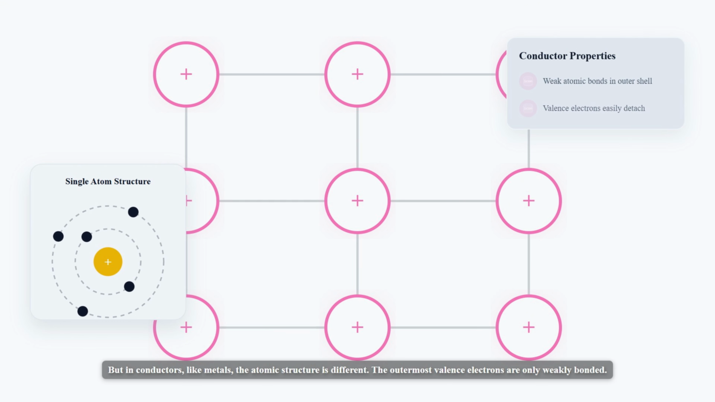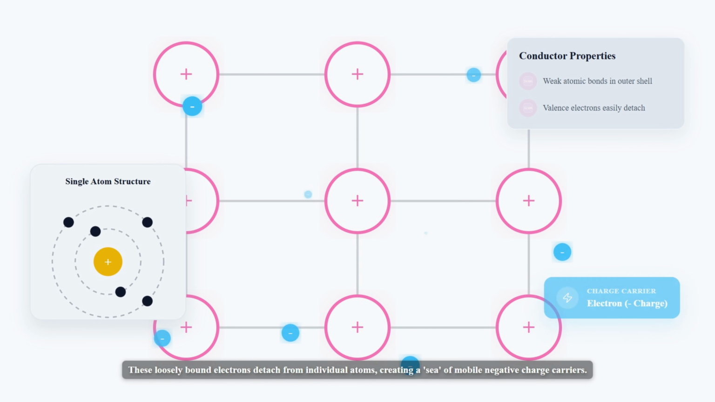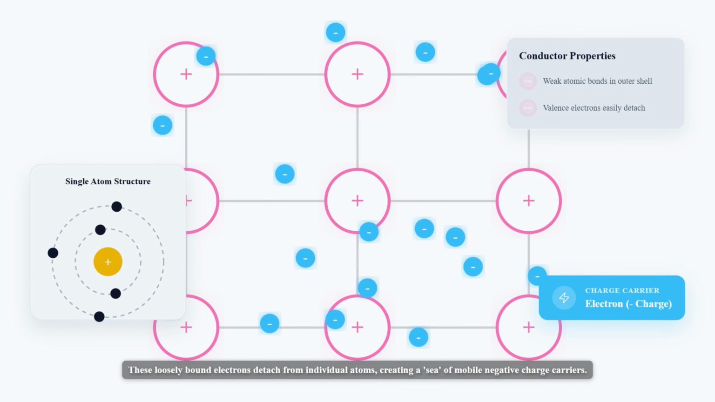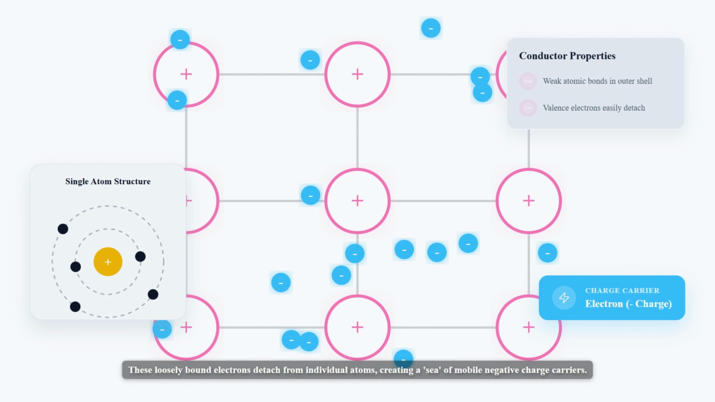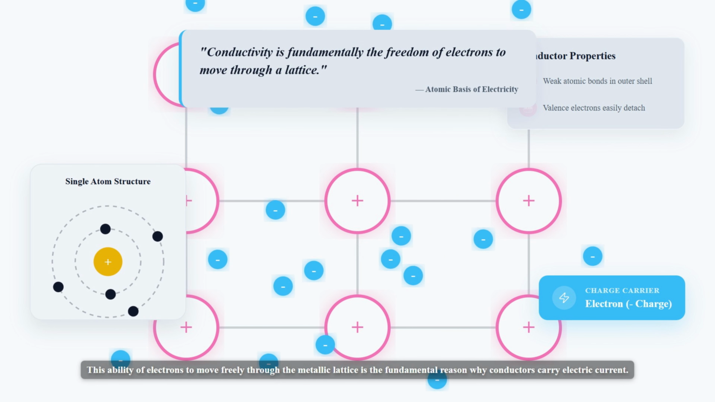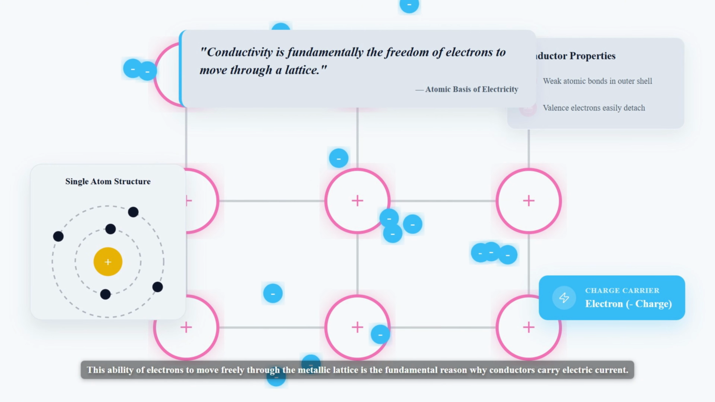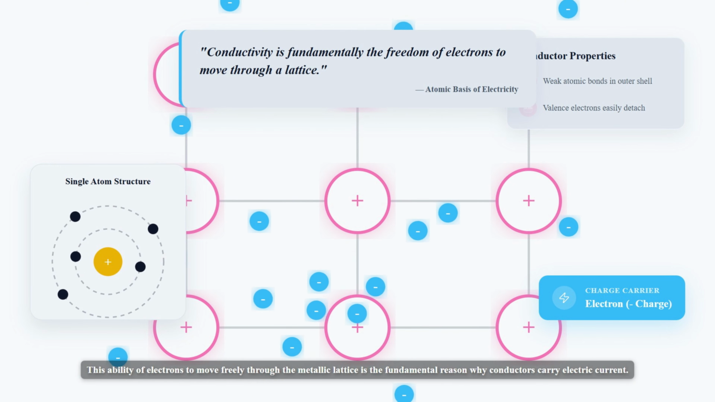But in conductors, like metals, the atomic structure is different. The outermost valence electrons are only weakly bonded. These loosely bound electrons detach from individual atoms, creating a sea of mobile negative charge carriers. This ability of electrons to move freely through the metallic lattice is the fundamental reason why conductors carry electric current.